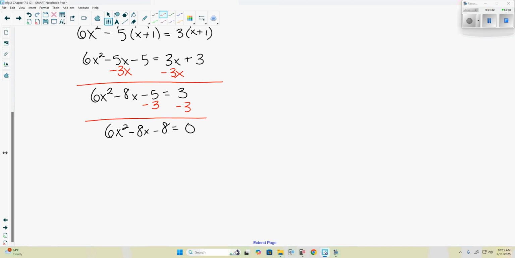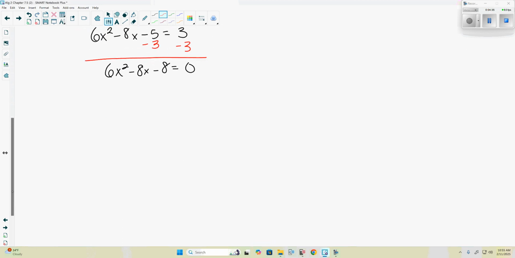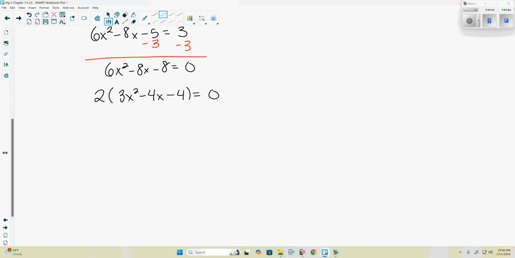Now, looking between these three terms, is there a greatest common factor? 2. And if we factor the 2 out of all three terms, it's going to reduce our 6x squared to 3x squared. It's going to reduce our 8x to 4x and reduce our 8 to 4. So we'll have our two sets of parentheses with 3 spaces. Since the third term is negative, our signs are going to be opposite. Only factors of our 3x squared, well, the x squared is x and x. And our 3 is going to be 1 and 3.